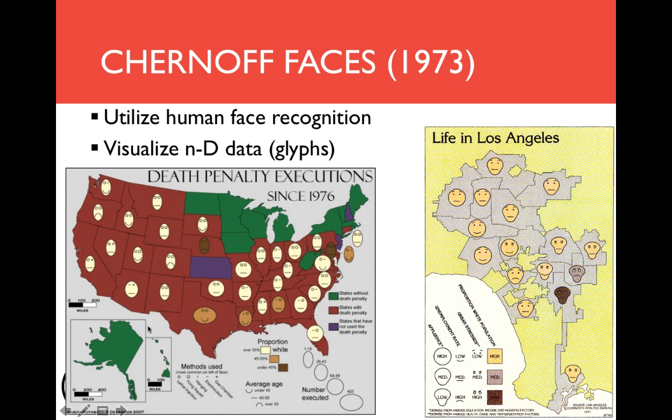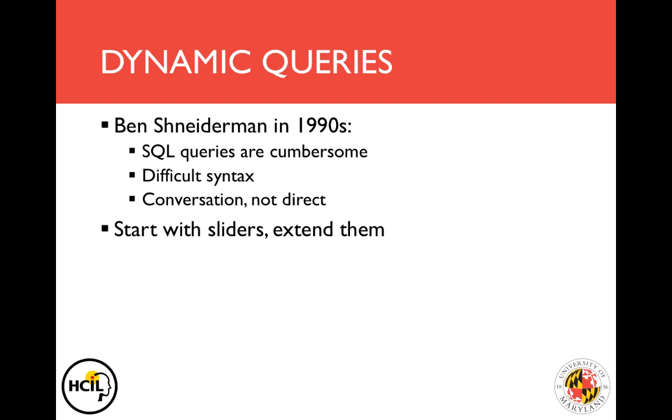A similar technique is used over here for death penalty executions, with face shape, color, and then the mouth for average age, and then the eyes actually represent the methods used for execution. And so there's a lot of circles for lethal injection, but you can see that there's other examples that pop up in here as well. So again, we're taking 4 pieces of data and showing them in the icons, putting that onto a map, and then the map is also color-coded to indicate if the states have the death penalty or if it's being used. So that's looking at static data.